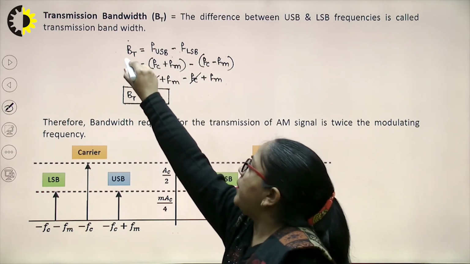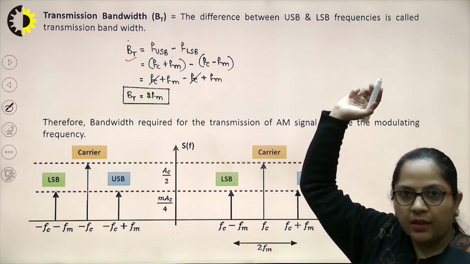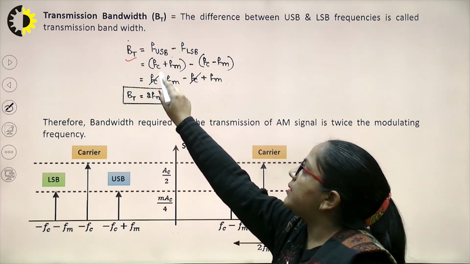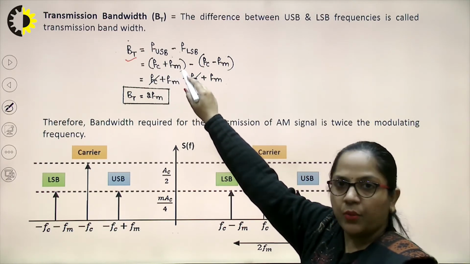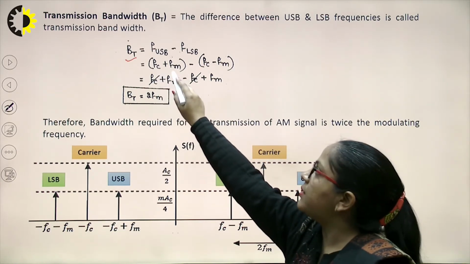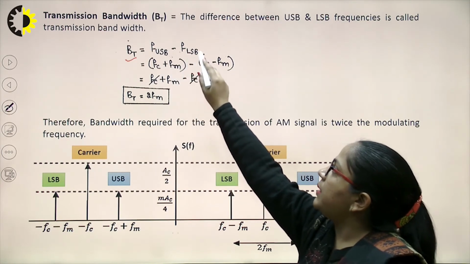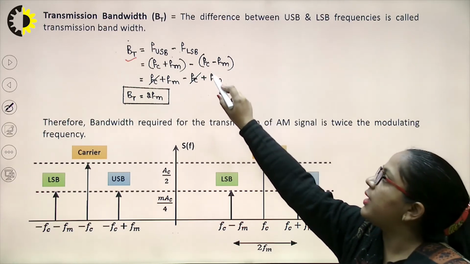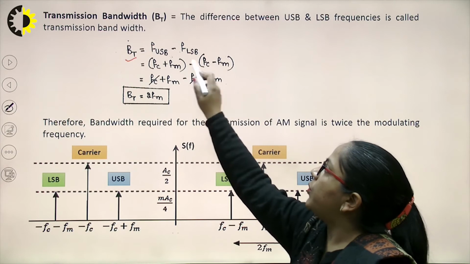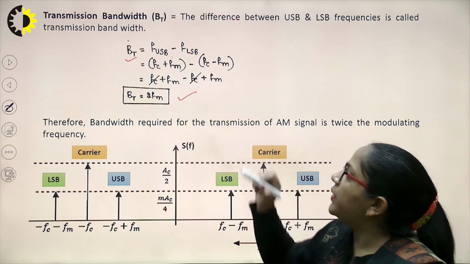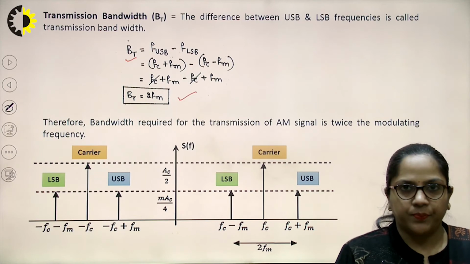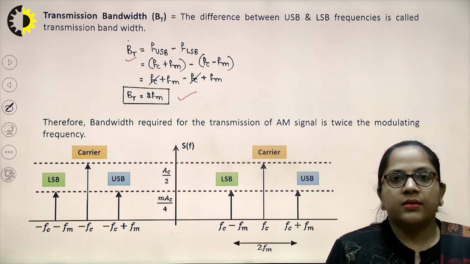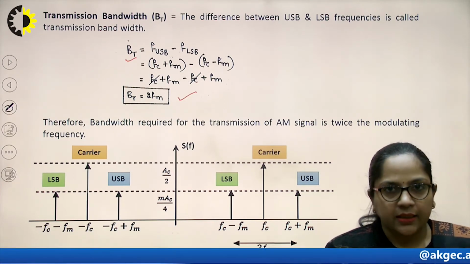The transmission bandwidth can be calculated by taking the difference of upper sideband frequency and lower sideband frequency. The upper sideband frequency is the summation of carrier frequency and modulating signal frequency, that is fc plus fm. The lower sideband frequency is the difference of the carrier frequency and message signal frequency, that is fc minus fm. Taking the difference of both the terms, we get the transmission bandwidth equal to twice fm. So, the total bandwidth required for the transmission of AM signal is twice the value of the modulating frequency.